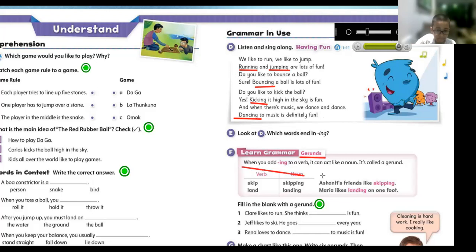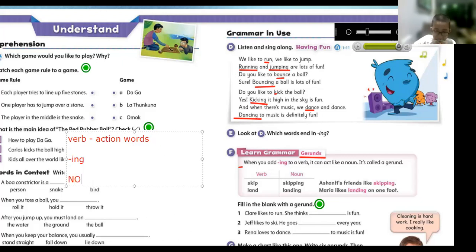Okay, look at this one. When you add ing to a verb, we have run, bounce, kick, and dance. These are verbs. These are all action words. But if you add ing to a verb, it will now act as a noun, and that one is called a gerund. You will not say it's a noun, but rather it's a gerund.